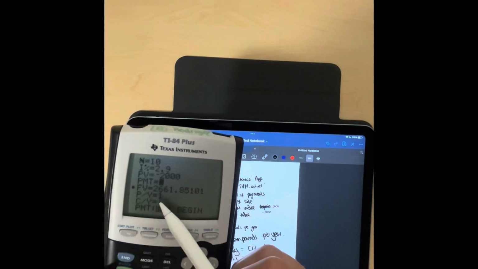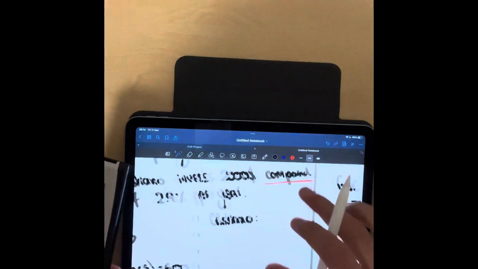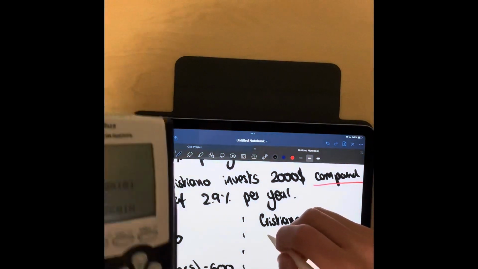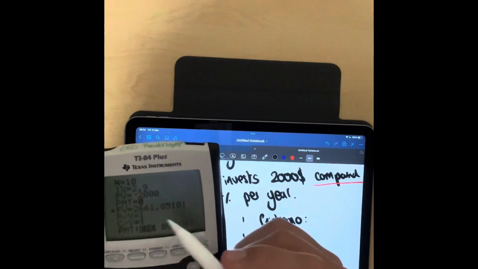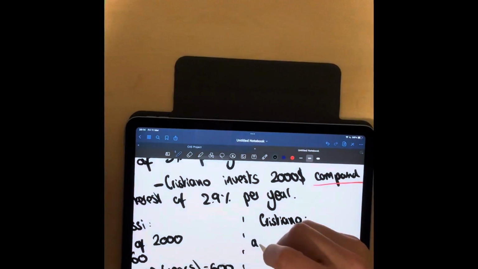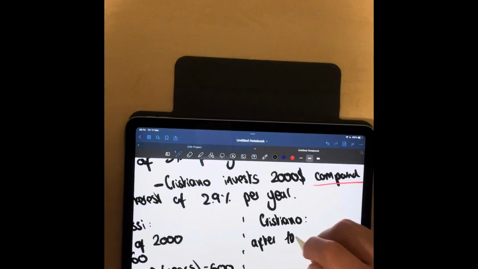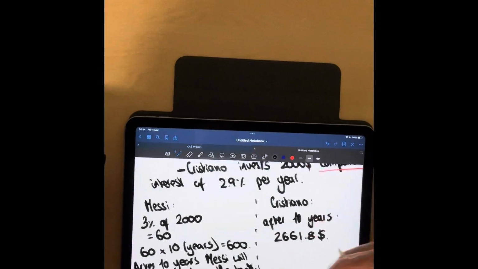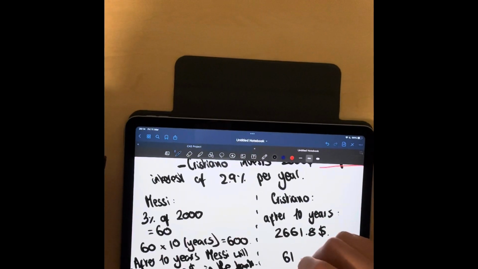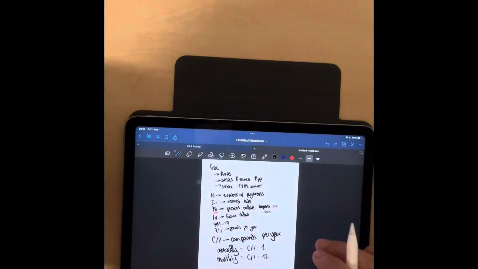After 10 years, Cristiano Ronaldo, we can write it here, will have, as you can see here on FV, 2,661. So after 10 years, $2,661.8. So this means he has 61 over Messi, right? Simple. Now let's take another example.